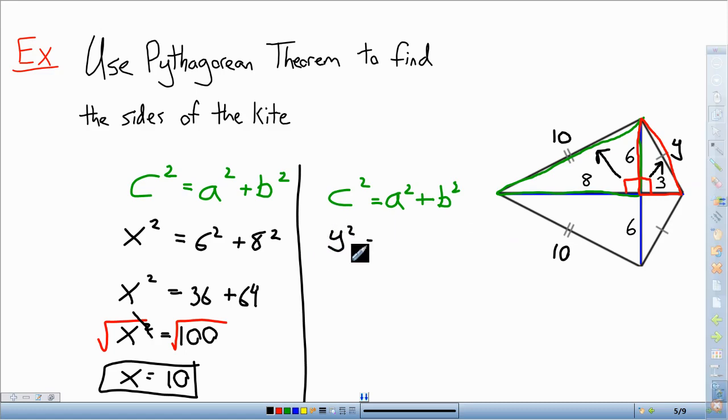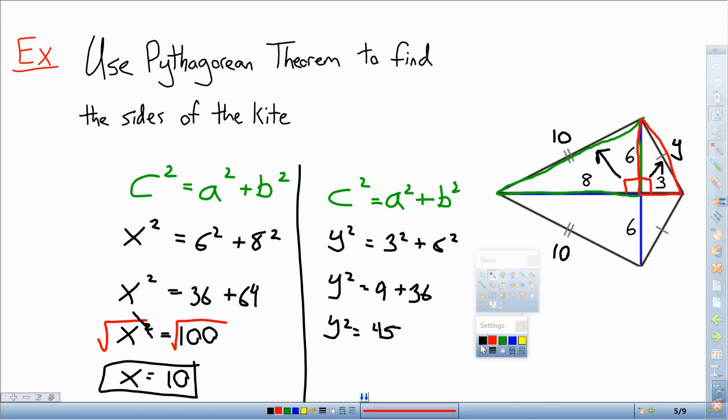Okay, so I'm going to let you guys try this on your own. Go ahead and plug in the other side lengths for A and B and solve for the missing side length. See what you get. Okay, so on this, I would probably plug in 3 for A, 6 for B. So I'm getting y squared equals 3 squared is 9, 6 squared is 36. So y squared equals 9 plus 36 gives me 45.